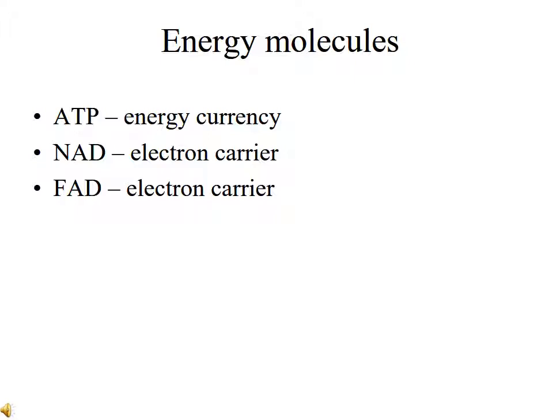So, when it comes to energy, we're looking at two things. One is the energy currency, which is ATP, and the other are electron carriers, NAD and FAD, which will basically gather up a bunch of electrons and hold them in place and eventually release the energy from them.